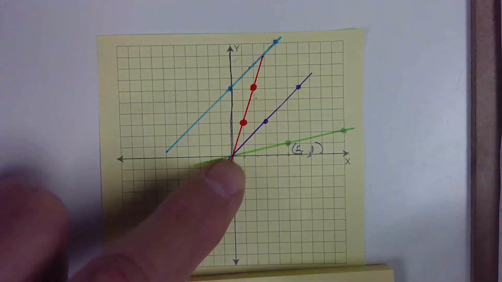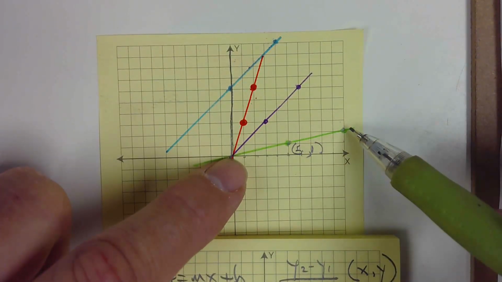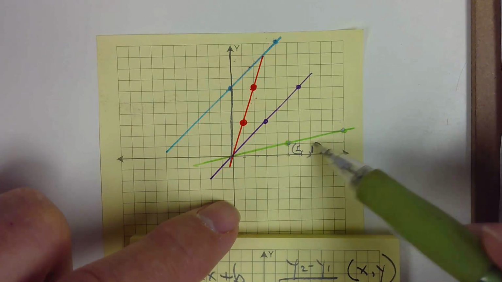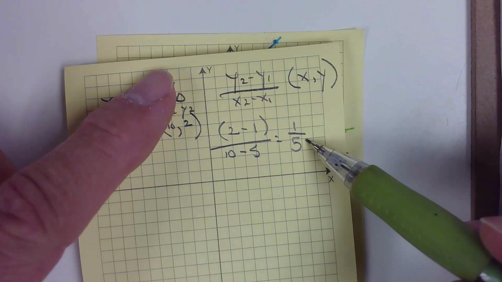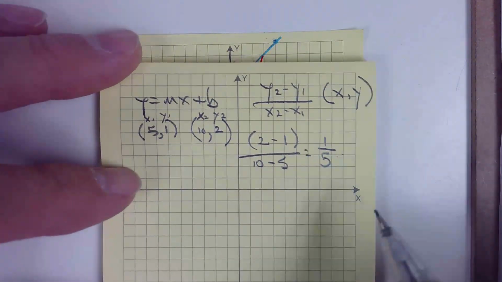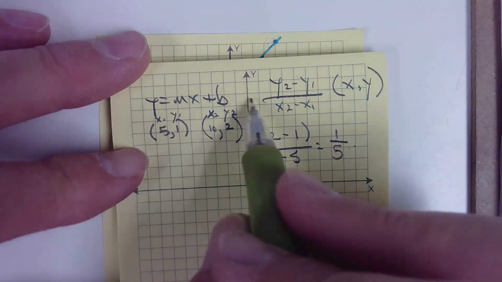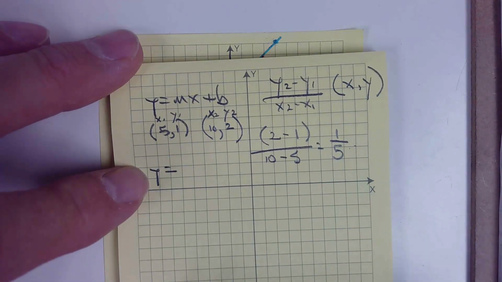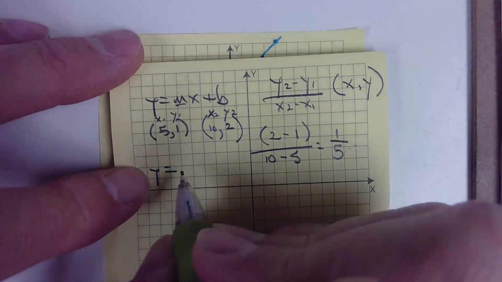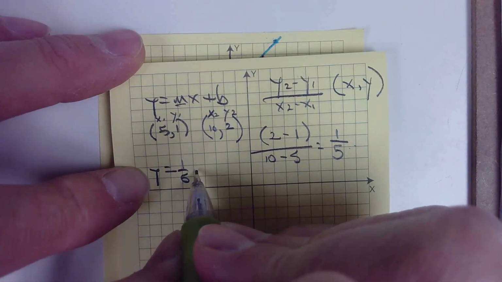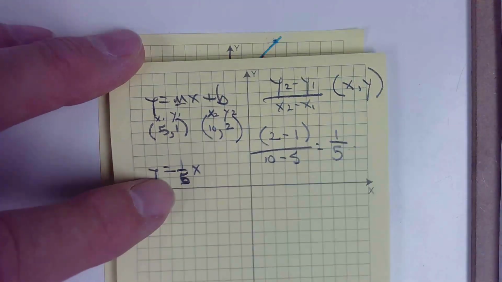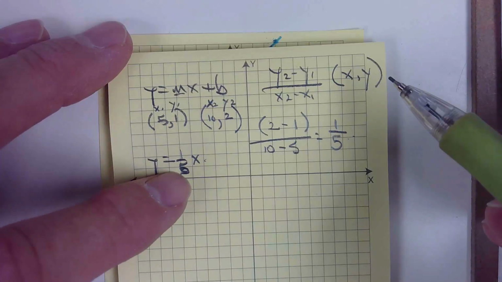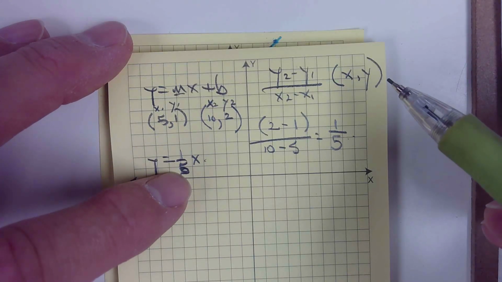So if you look at this line, you notice too that it's pretty shallow. It's not a very steep line. And so the slope on this line here is 1/5. So I could plug this into this formula, y equals mx plus b. Y equals, what's the slope? Because remember, slope is the m. It's 1/5 x. Okay. Now, since it goes through the origin, is there a b? No. It'd just be y equals 1/5 x.